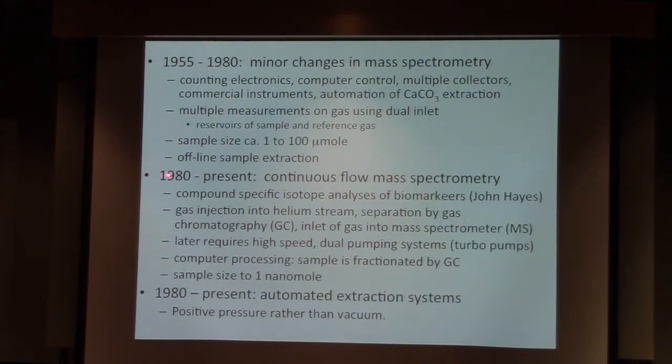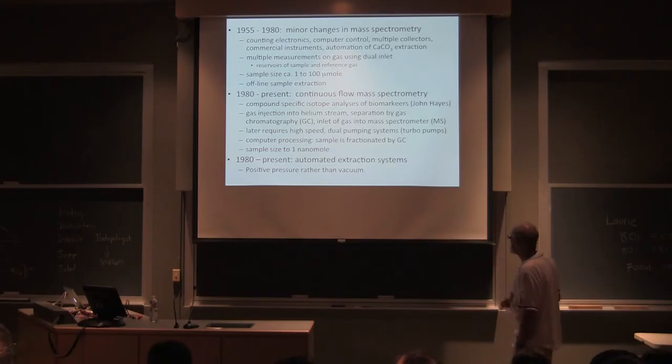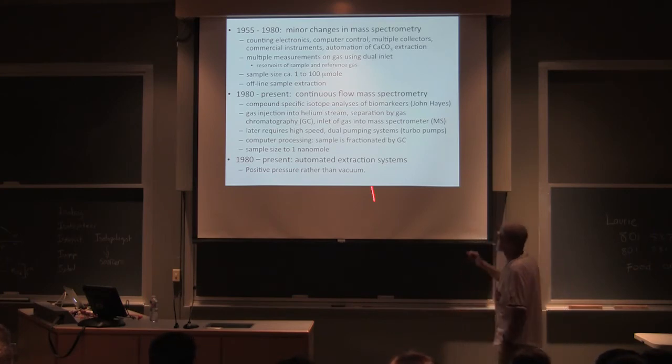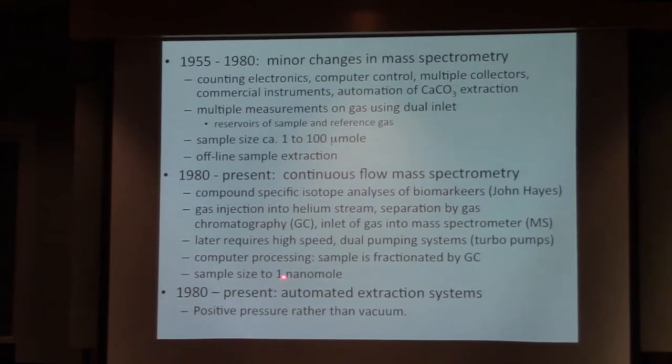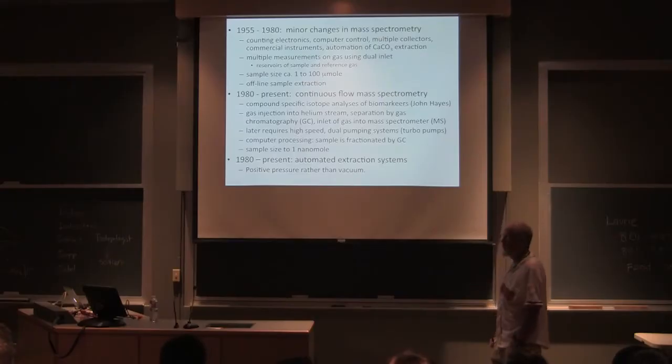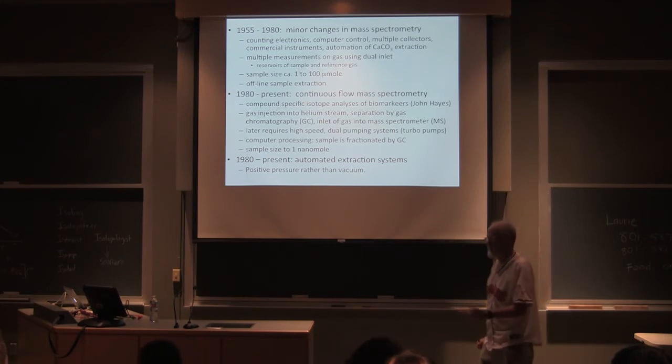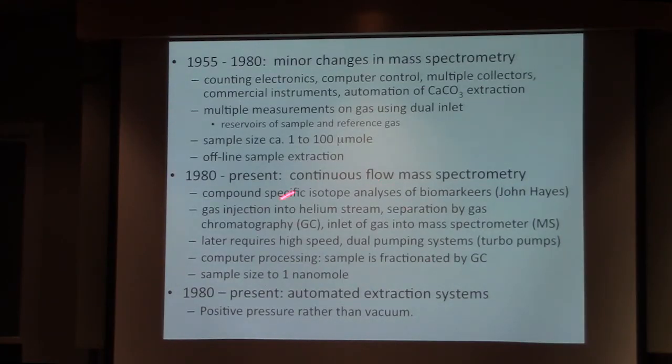So from 1980 to present, this is John Hayes. John Hayes was a chemist, but worked with geologists, and actually wanted to separate organic molecules and analyze their isotope values. So notice here, 1 micromole, 1 nanomole. So many orders of magnitude better, smaller sample size. So this is what really changed mass spectrometry.